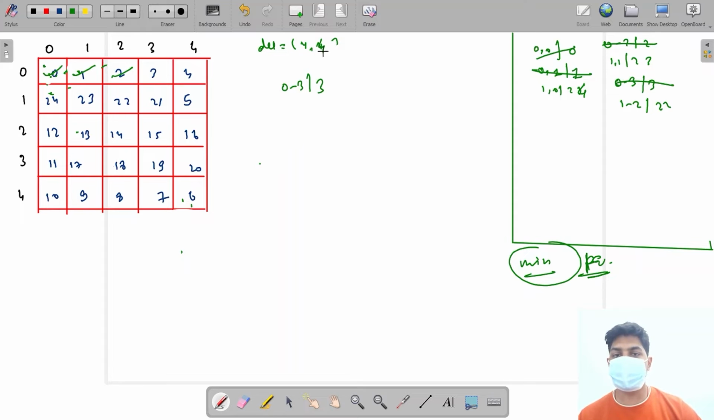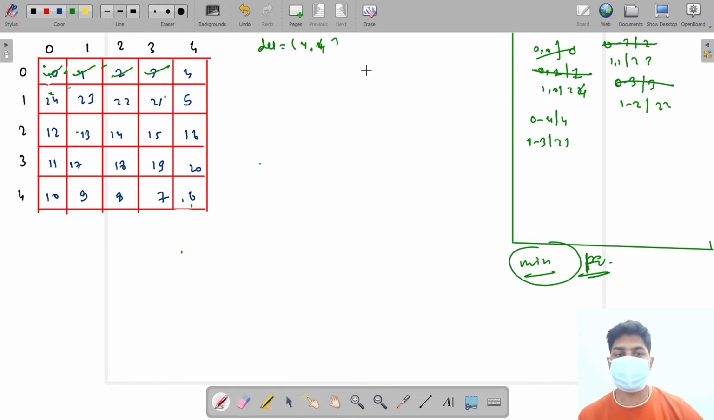So is it equal to destination? No. Mark it as visited. You can go to 0 comma 4. We are at height 3, it is at height 4, so we'll have to wait for 4 units of time. And we can go to 1 comma 3 also. We are at height 3, it is at height 21, so we'll have to wait for 21 units of time. So 0 comma 4 with weight 4 and 1 comma 3 with weight 21 will be added into the queue.